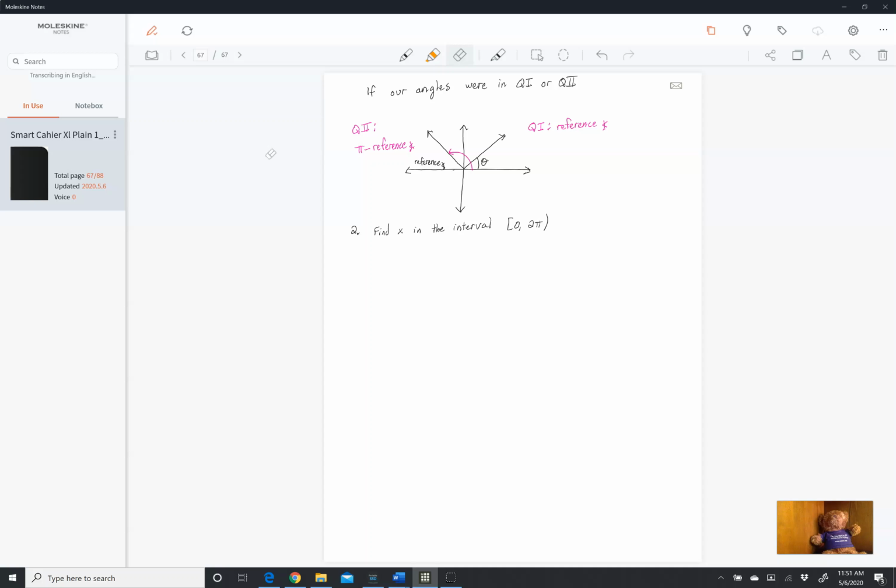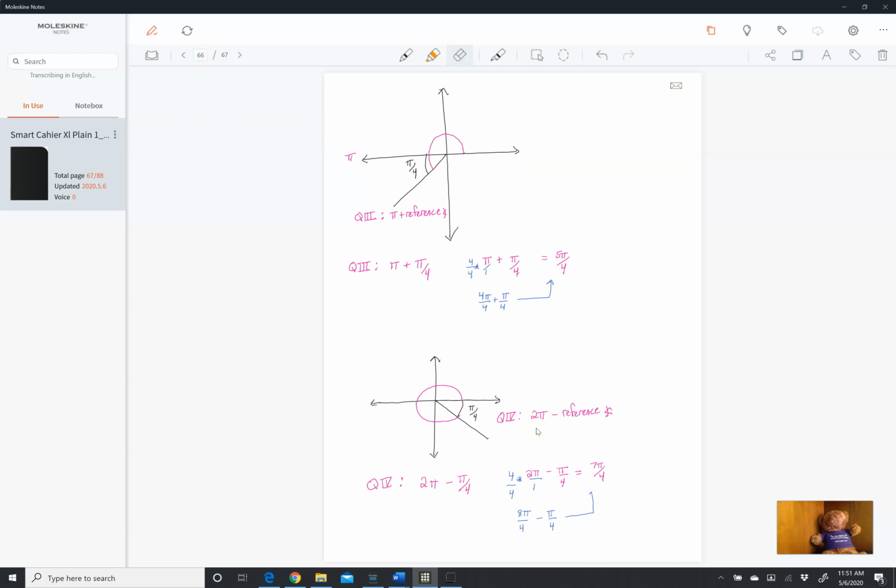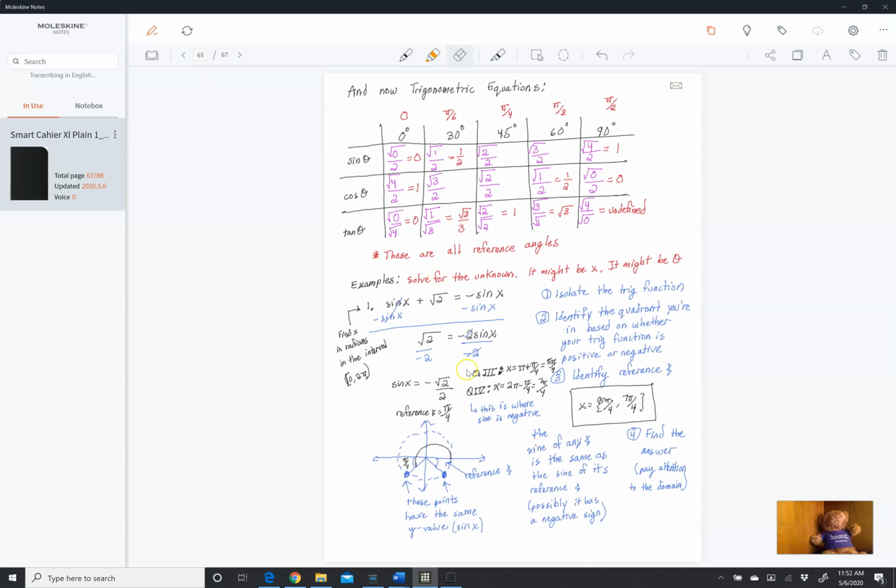Okay. If it said 0 to 360, the only thing that would change is that instead of seeing pi here, you would do 180. And instead of using 2 pi, you would use 360. Instead of using pi here, you would use 180. And instead of saying that your answer is pi over 4 as your reference angle, you would say that your reference angle is 45 degrees. Okay, so you would just be using degrees instead of radians. Okay, find x in the interval 0 to 2 pi. So this is telling you that your answer is in radians.